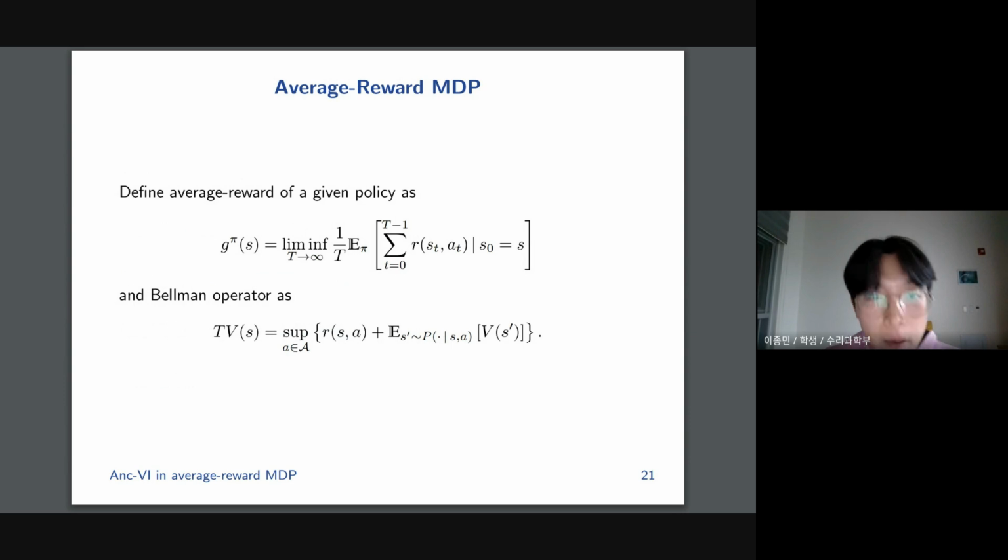Let me first define the average reward MDP. In average reward MDP, we define the average reward of a given policy as follows. In the bracket, you can see the sum of the rewards without the discount factor, so we don't need the discount factor anymore. Instead, we take the expectation, divide it by T, and then take the limit as T goes to infinity. That's how we define the average reward of a given policy. This is critically different from the value function in discounted MDP. We also define the Bellman operator as follows, without the discount factor.